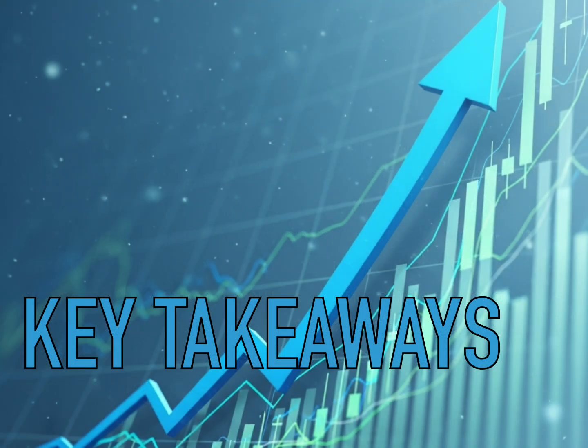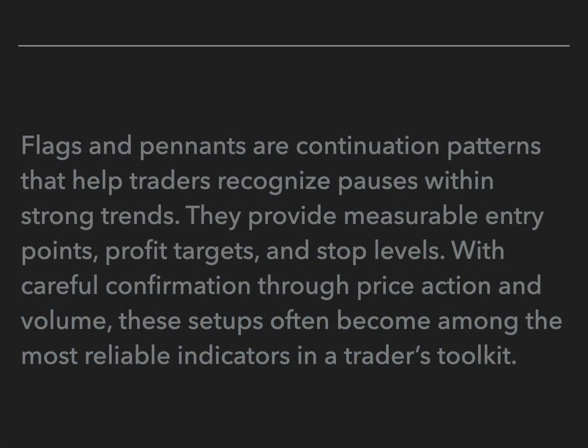Key takeaways. Flags and pennants are continuation patterns that help traders recognize pauses within strong trends. They provide measurable entry points and profit targets, also stop levels. With careful confirmation through price action and volume, these setups become among the most reliable indicators in a trader's toolkit.